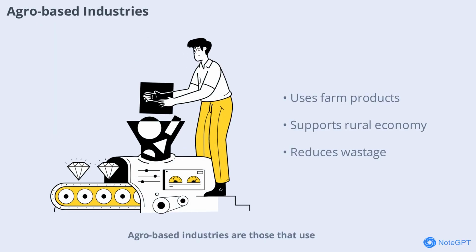Agro-based industries are those that use agricultural products as their main raw materials. Examples include the cotton textile industry, sugar industry, and food processing units. These industries are vital for adding value to farm produce, generating employment, and supporting rural economies. They also help in reducing wastage by processing perishable goods into durable products.